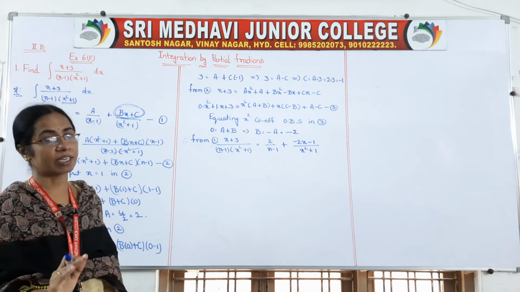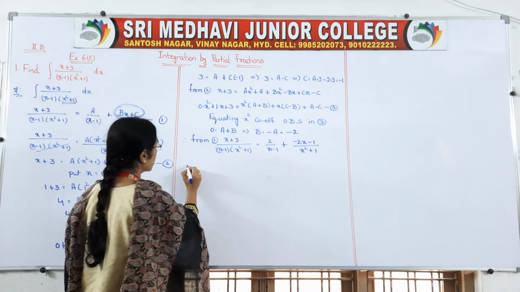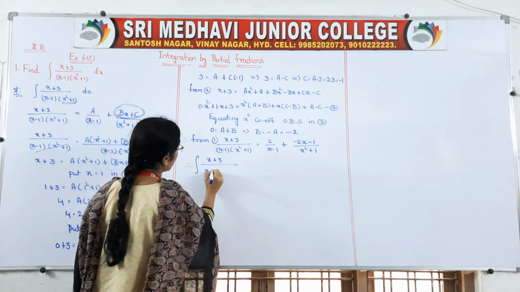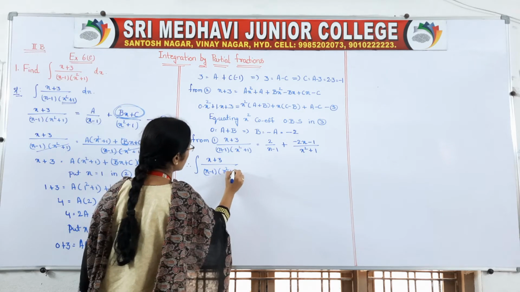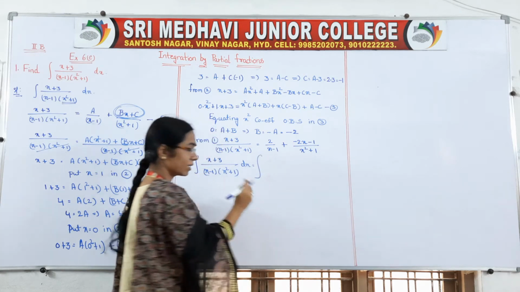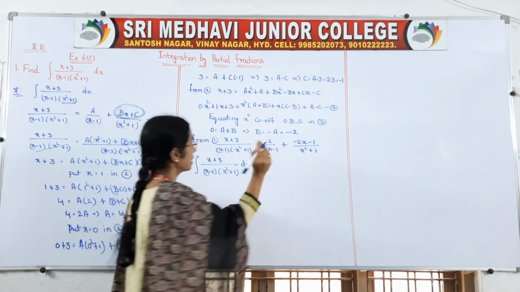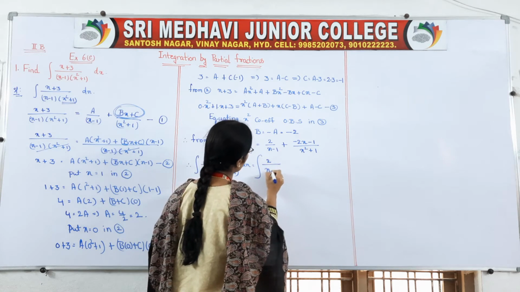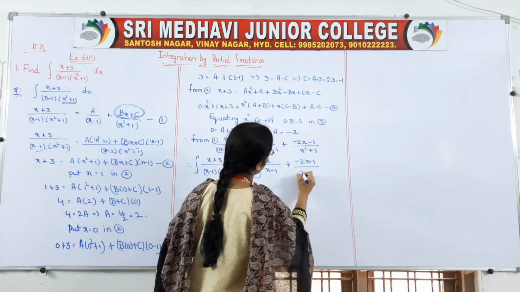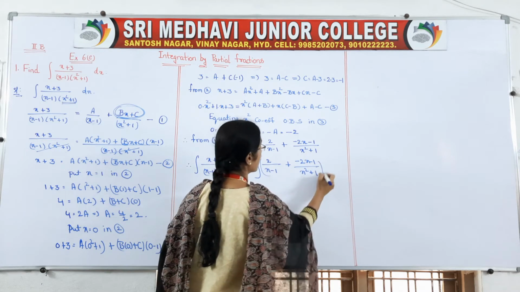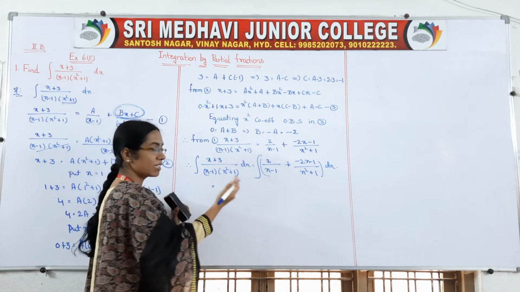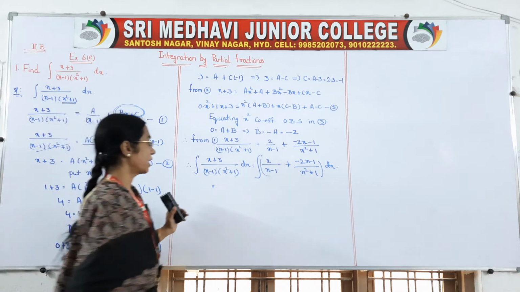Now, we have to integrate by our normal method. So, therefore, the integral of (x plus 3) by (x minus 1)(x square plus 1) into dx, with dx there in all the integrals, is equal to 2 by (x minus 1) plus (minus 2x minus 1) by (x square plus 1) into dx. Right. Whenever there is a plus or minus, we have to take separate integrals.